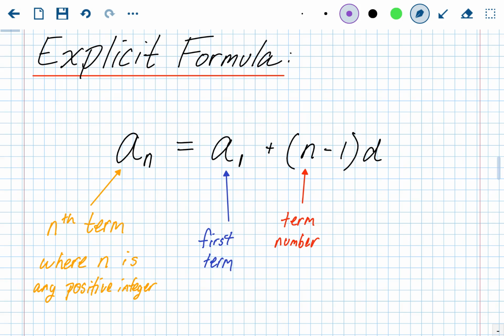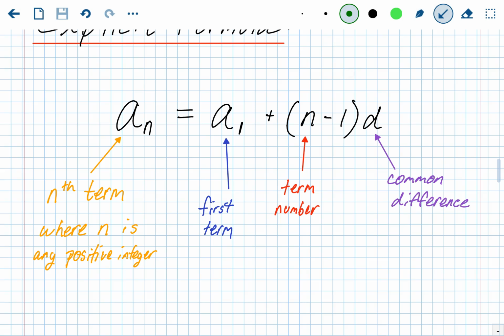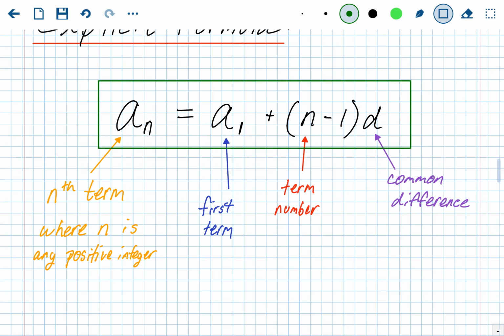And then d we already defined. D was the common difference. It's what you are going up by to get to the next term. So the explicit formula for an arithmetic sequence is a sub n equals a sub 1 plus n minus 1 times d. The nth term, a sub n, of an arithmetic sequence has a first term a sub 1 and a common difference of d. What this means is you can find any term if you have the first term and the common difference. This is a formula you will have to memorize: a sub n equals a sub 1 plus n minus 1 times d. It's going to look more familiar in a second once we do a problem and simplify it a little bit.